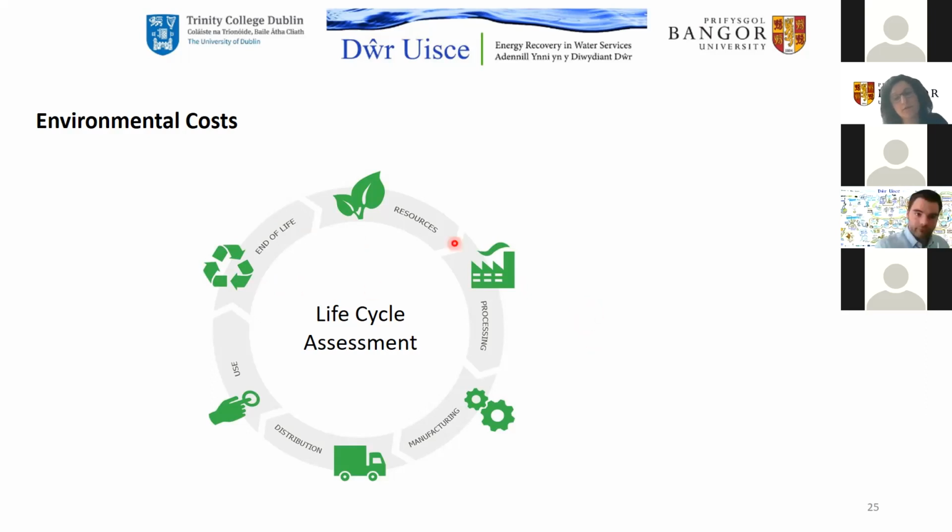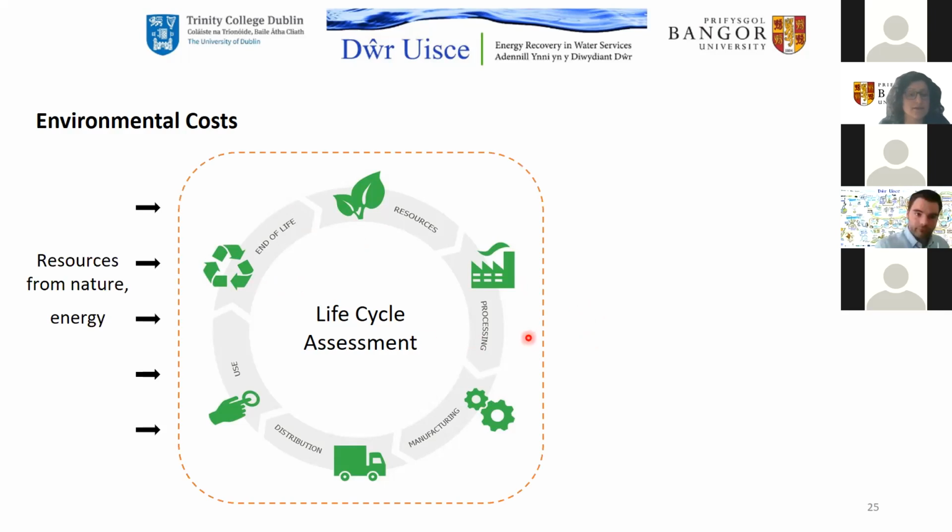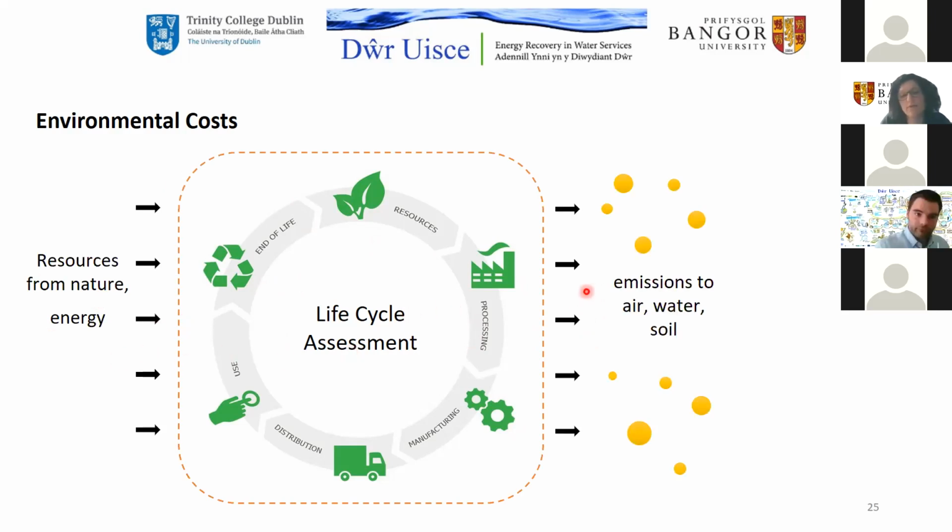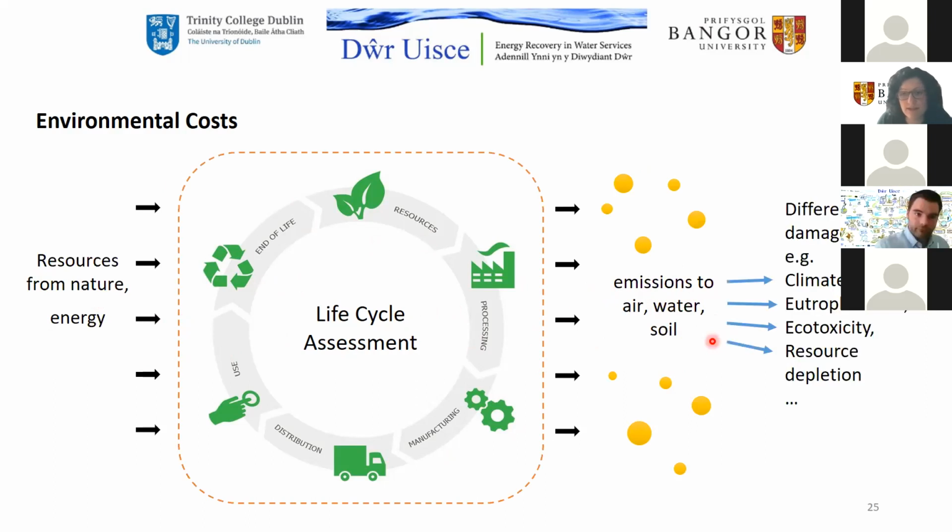And for all these stages of the life cycle, we look at the resources which are being consumed from nature, so that they're entering our life cycle, and also the energy that's being used. And we're also looking at the emissions which are created at every stage of the life cycle, emissions that can go to air, water, and soil. And in life cycle assessment, we categorize or classify these emissions according to the damages they cause.